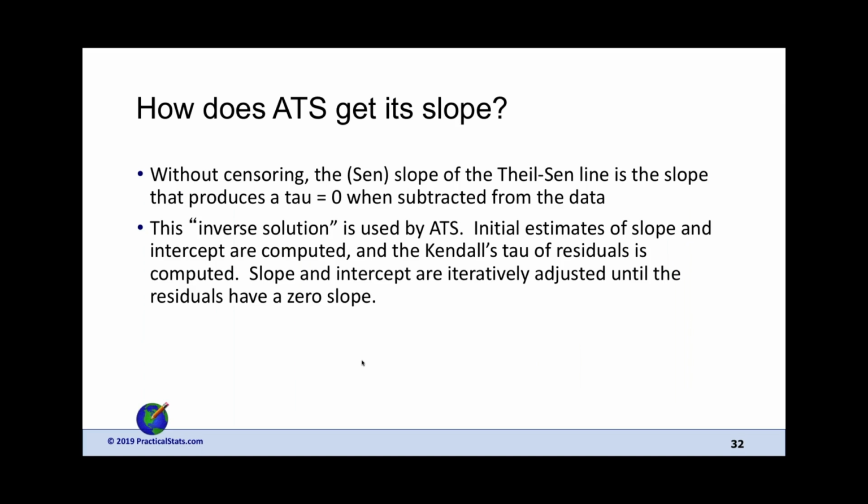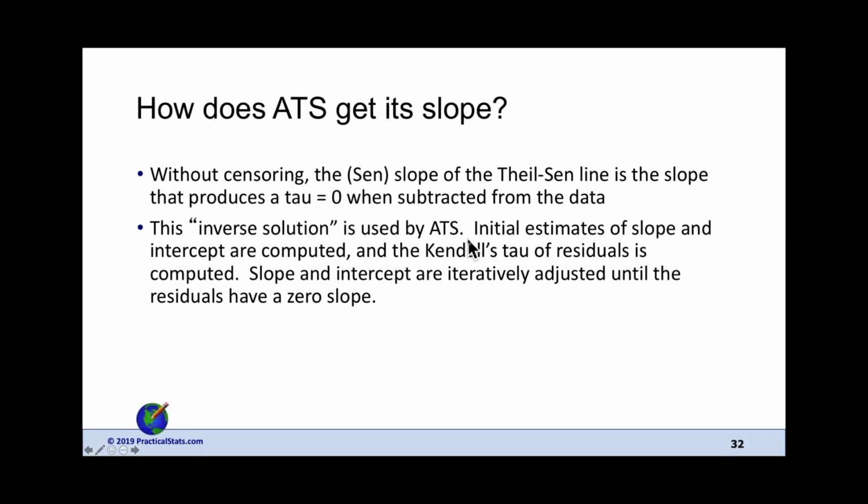How does this ATS get its slope? It's again an iterative process. What it's doing is saying there's a property of the Thiel-Sen line when there are no non-detects, when there is no censoring: the Thiel-Sen line is the slope that produces a tau equal to 0 on the residuals. It has 0 correlation, as measured by Kendall's tau, for the residuals versus X.